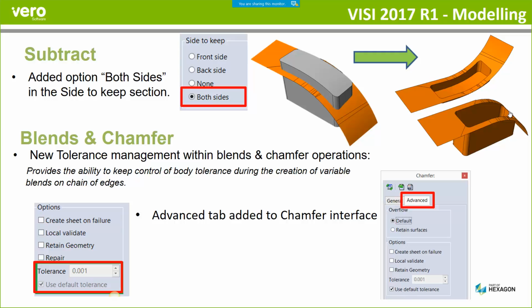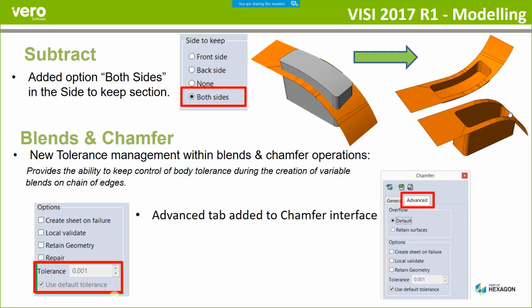In the last release we added some functionality to the subtract function to be able to keep sides, or you could decide which side to keep. So if you had a solid model and you had a sheet body subdividing it, you could go into the options and decide when you're using the subtract function how you wanted to keep the geometry. So you could either keep the front side, the back side, or none at all. But a bit frustrating, because if you wanted to keep both sides, you had to run this function twice.